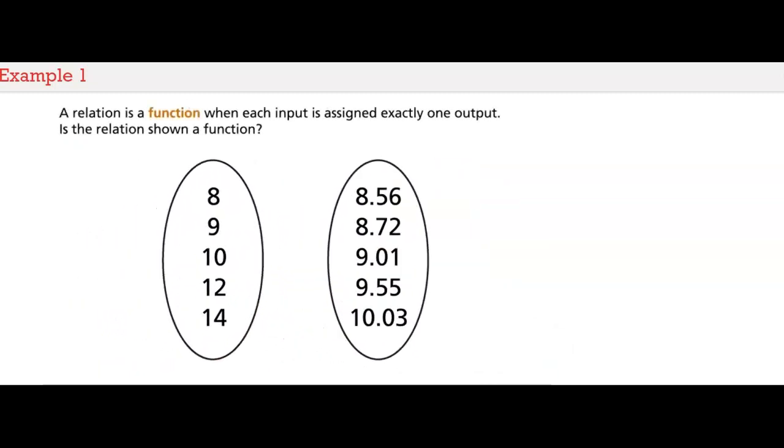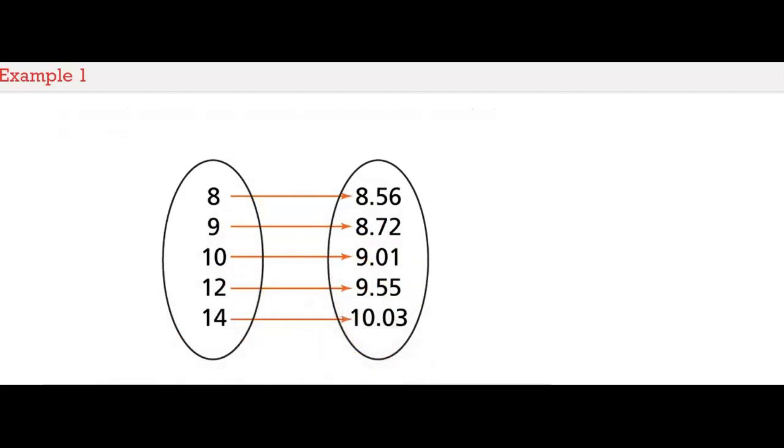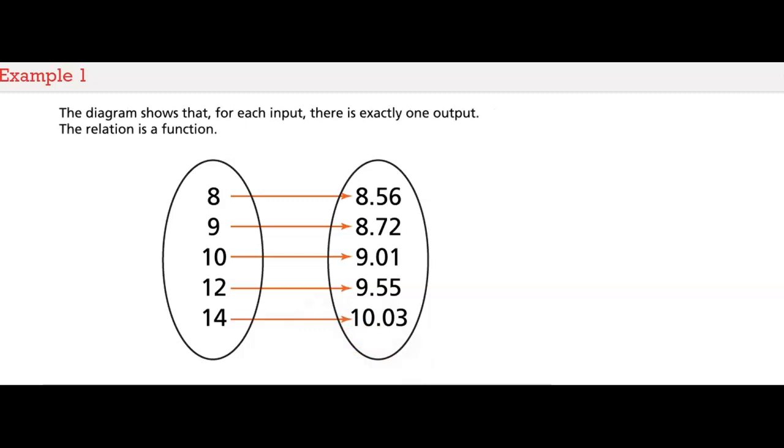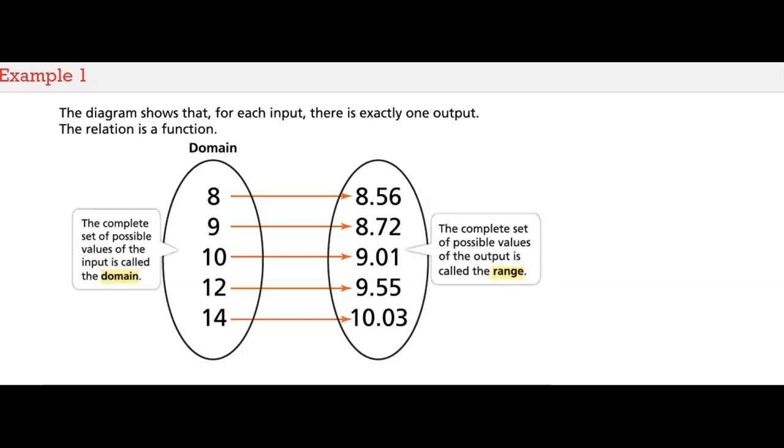A relation is a function when each input is assigned exactly one output. Is the relation shown a function? The diagram shows that for each input, there is exactly one output. The relation is a function. The complete set of possible values of the input is called the domain. The complete set of possible values of the output is called the range.